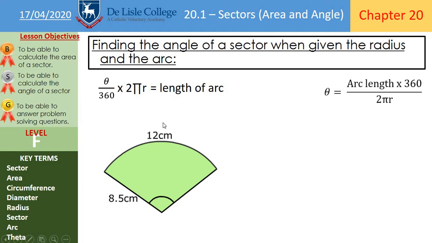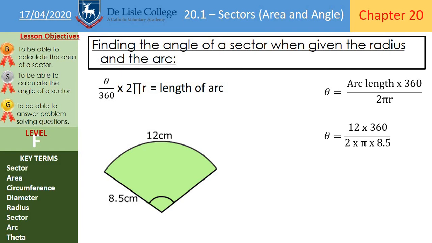So if you rearrange the formula, look, to get rid of a divide by 360, we times, and to get rid of a times by 2 pi r, we divide. So you're just looking at changing the subject of the formula by using inverse operations, which we've looked at a lot before. And now that we've got this formula for finding the angle, we can now substitute in what we know. So if you could just follow this example and then copy it down at the end.